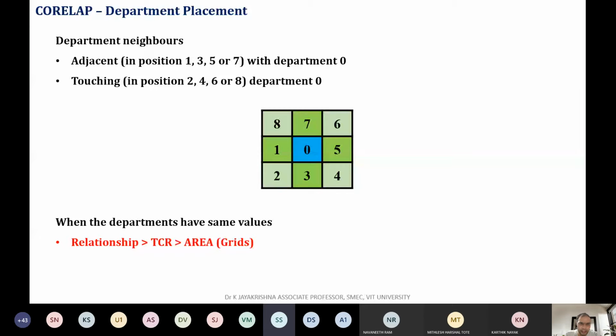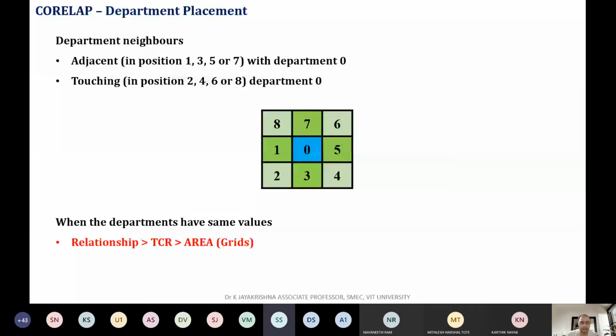Yes, sir. First you have to compare the relationship rating, then you have to calculate the total closeness rating, then you have to calculate the area. So I hope you understand, correct? Okay, are you able to understand?